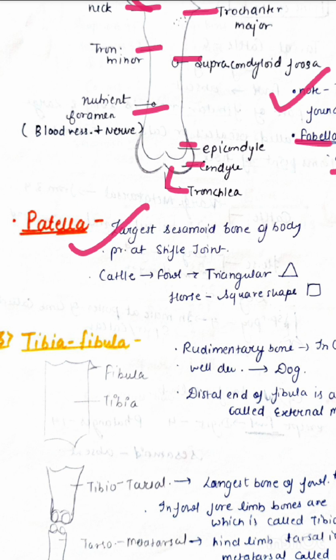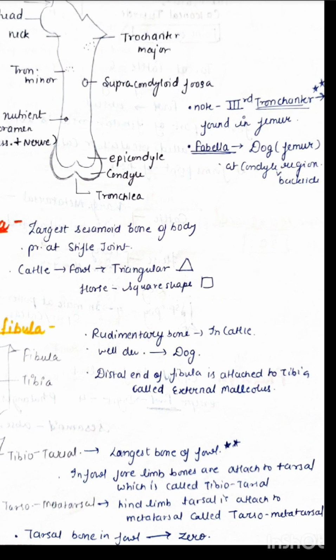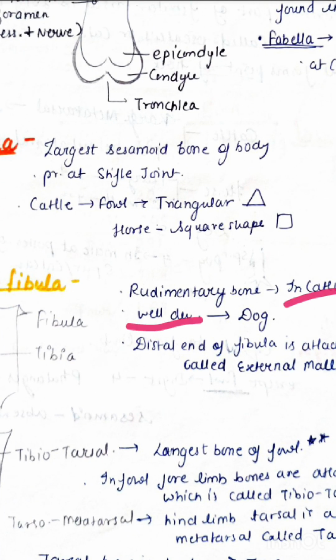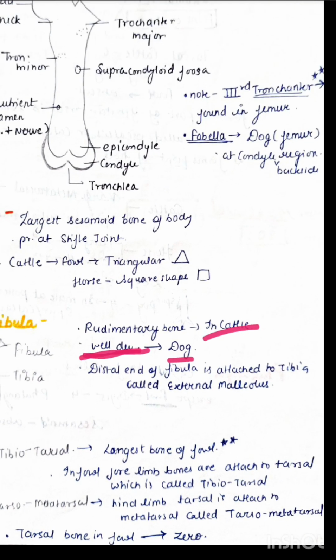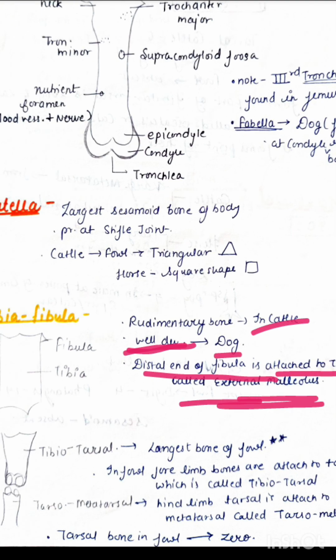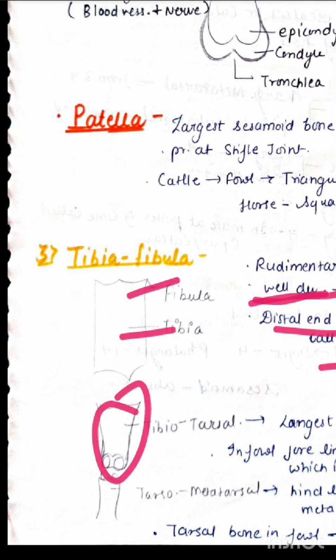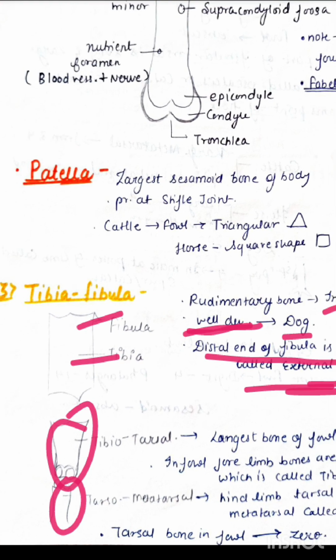In cattle and fowl the patella is triangular in shape, and in horses it is square. Now we come to the tibia and fibula. The fibula is a rudimentary bone in cattle. It is not well developed, and is only well developed in the dog. The distal end of the fibula forms the external malleolus, and this is the fibula, this is the tibia, and this is our tibiotarsal joint.